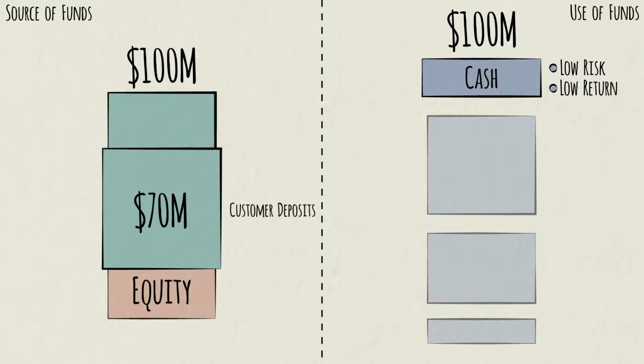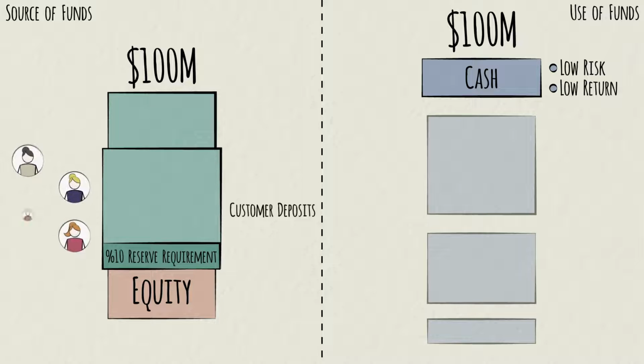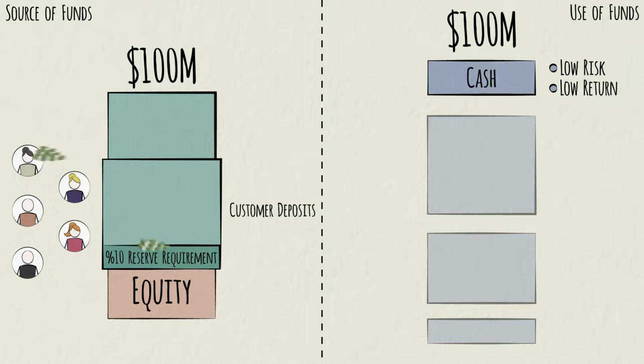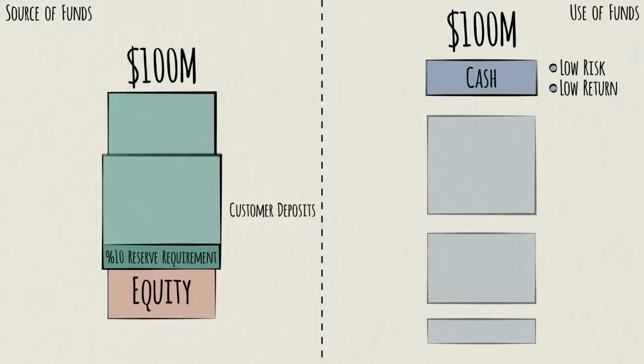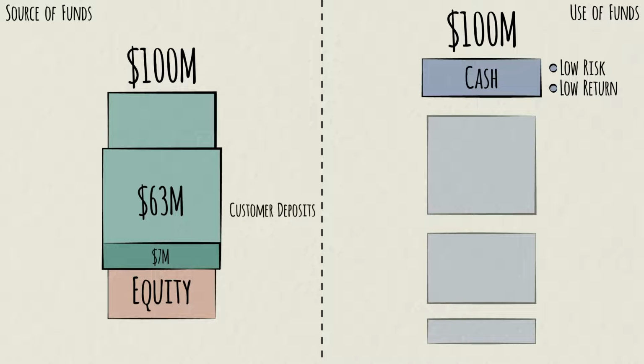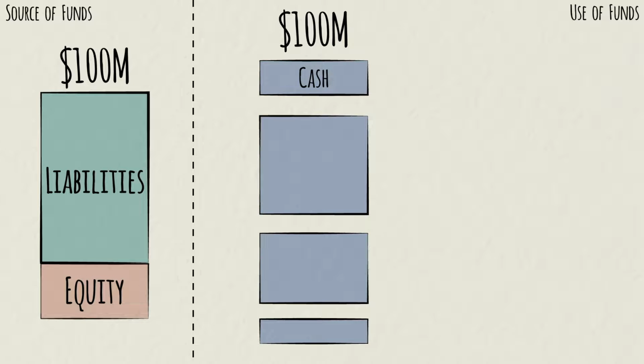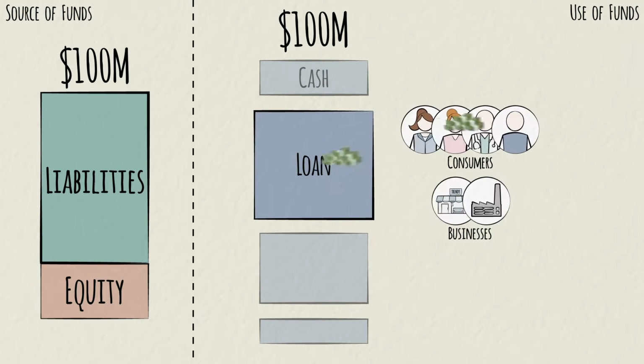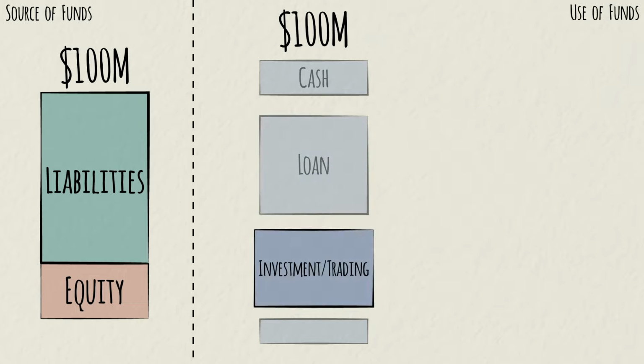But banks are required to keep part of the customer deposits, often 10%, available in cash. This is called the reserve requirement, and its purpose is to provide a buffer in case there is a sudden withdrawal from the customers. Your bank would have to keep at least $7 million in cash to meet the reserve requirement.